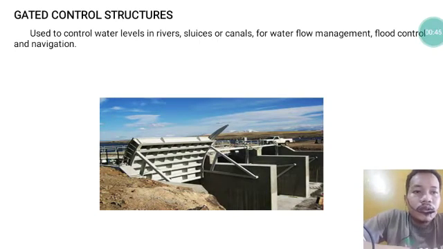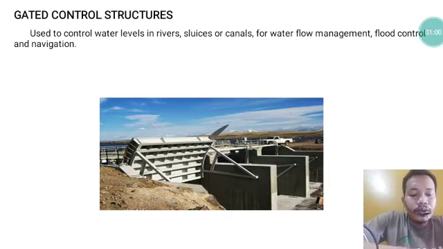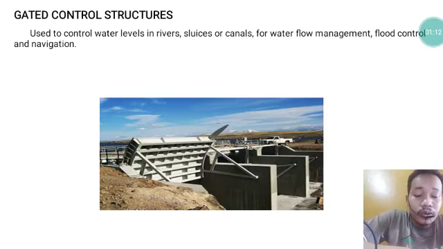So, gate control structures are used to control water levels in rivers, sluices or canals for water flow management, flood control and navigation. So, what you see in the picture, that is the radial gate or tainter gates, the most common type of spillway gate we use today.